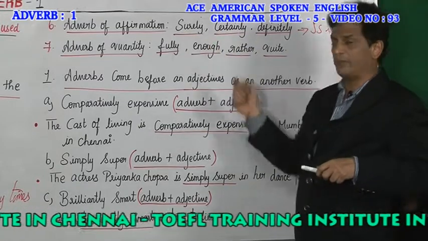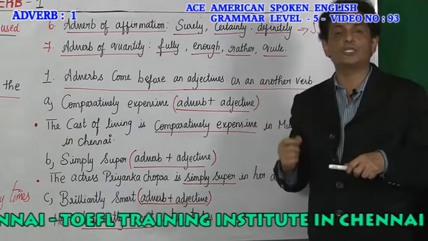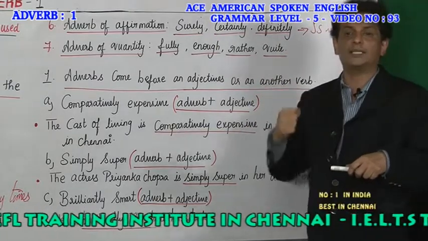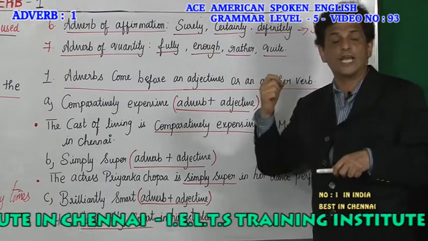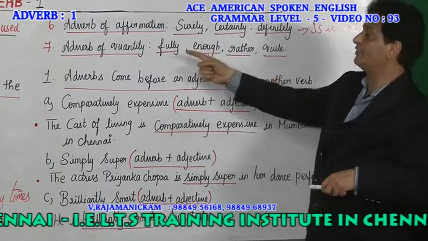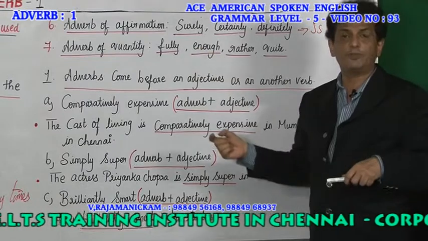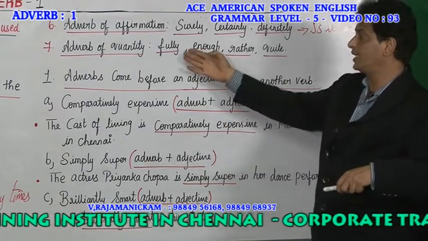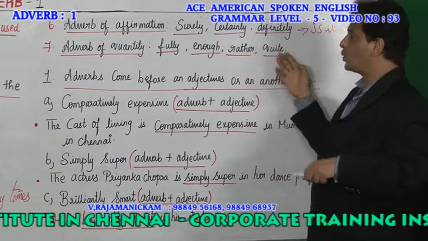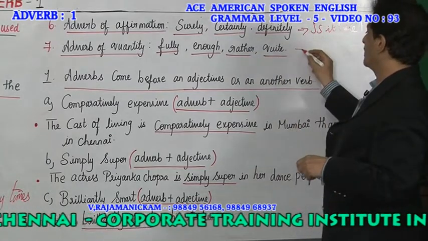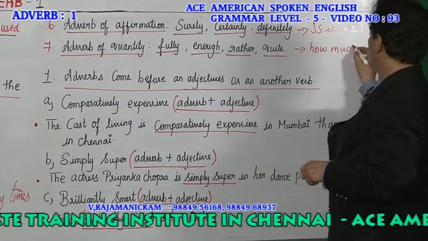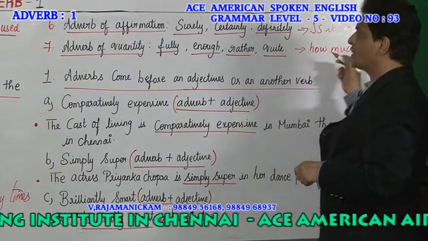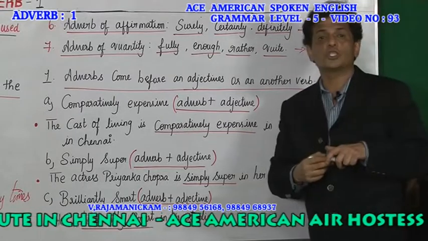So adverb of affirmation is you are asking a question to the verb, how sure the matter is, how sure the action is. The answer you get is called adverb of affirmation. So adverb of quantity: fully, enough, rather, quite. You are asking a question to the verb, how much. The answer you get is called adverb of quantity.